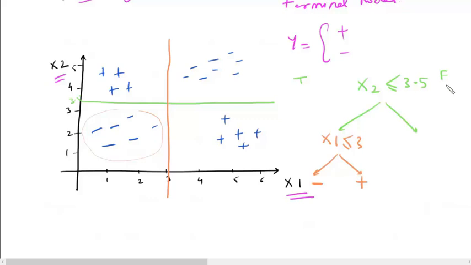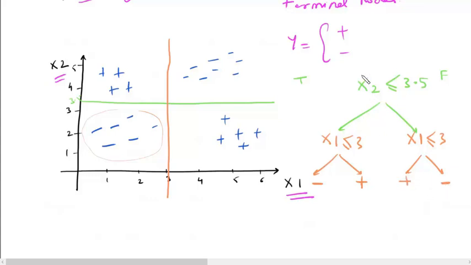Now let's go to the false side. This side represents this area, so we have to now separate these. We can use the same split. We can see the same split works. So I will write x1 less than or equal to 3. This also will have two decisions, true and false. True always will be on the left hand side. On the left hand side, what do you have? We have pluses, so I will write plus here and I will write minus here.